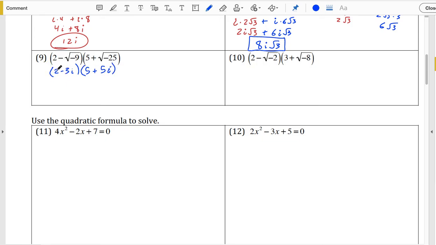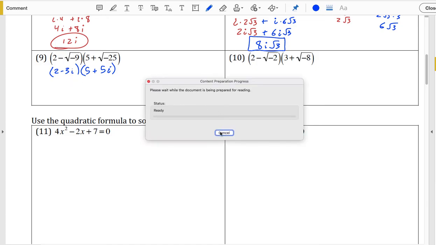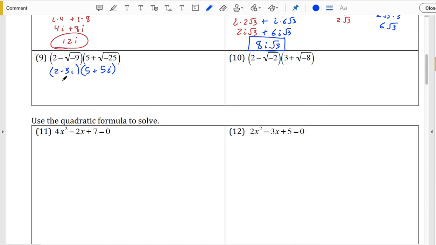Okay, so now we FOIL. We have 2 times 5 is 10. And 2 times 5 again is 10i. And I've got negative 3 times 5, that's minus 15i. And negative 3 times 5 is negative 15i squared. So again, that's going to be negative 15 times negative 1, which is positive 15. So 10 plus 15 makes 25. And then the 10i minus 15i.